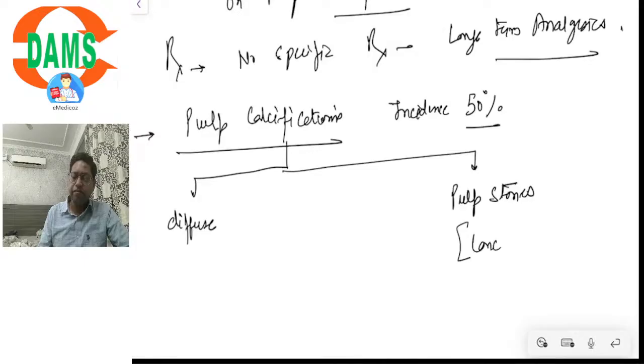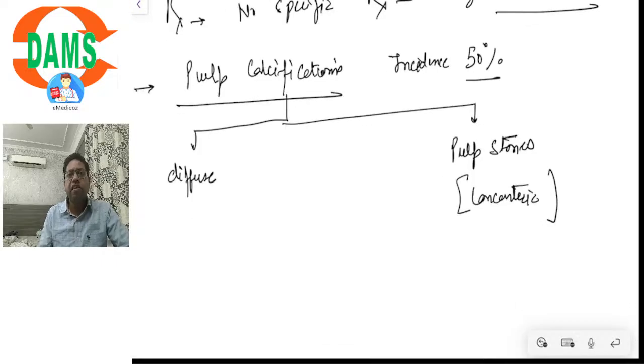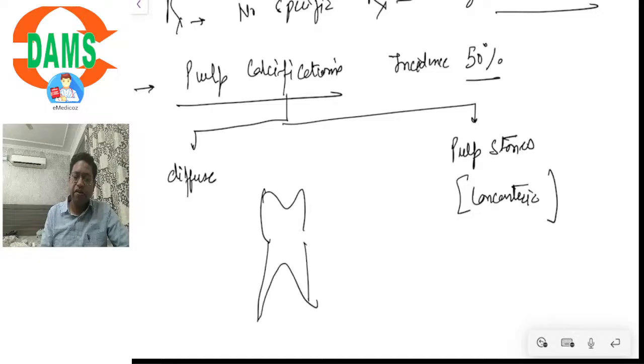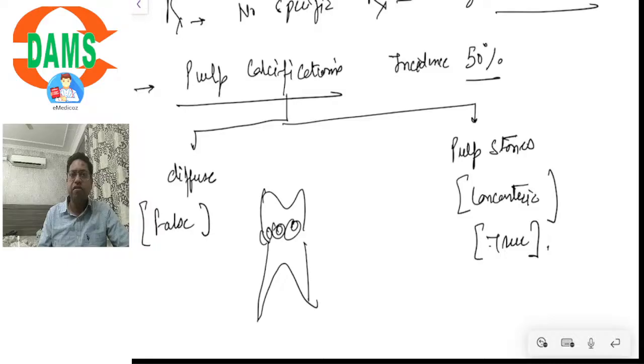These calcifications can be diffuse calcifications, or they can be in the form of concentric pulp stones. Concentric pulp stones, diffuse calcifications. Okay, if this is the pulp organ, there can be development of calcifications in the concentric forms. Diffuse ones are called false, and concentric pulp stones are the true pulp stones. They have a lamellated structure.